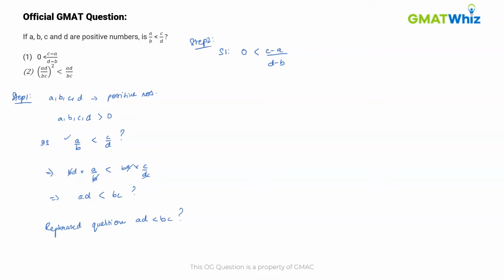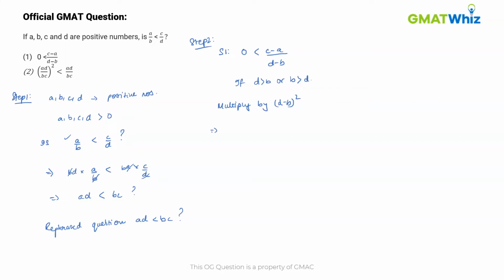Now why are we multiplying both sides by whole square even when we know that B and D are positive? Because we do not know if D is greater than B or B is greater than D. So there is a possibility that D minus B will be less than 0. To avoid that mistake, we multiply both sides by (D minus B) whole squared.